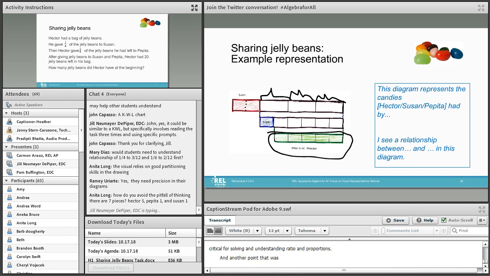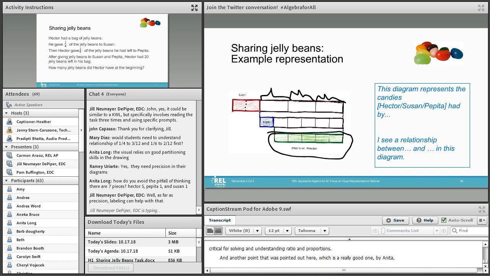And another point that was pointed out here, which is a really good one by Anita, is really thinking about precision and thinking that there are 7 pieces. So for example, how do you avoid that pitfall of thinking there are 7 pieces? When I used to teach physics, often when kids would ask a question, I would say, it depends. It's really important that students orient on what is the whole. So if we're talking about Pepita having 1/6 of something, she in fact does have 1/6. She has 1/6 of what was remaining after the 4th was given to Susan.